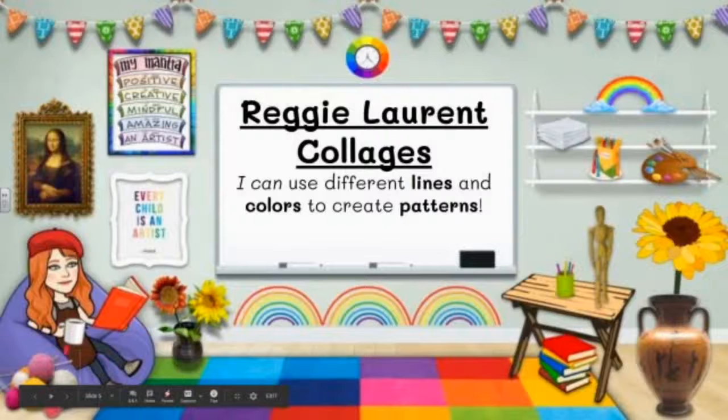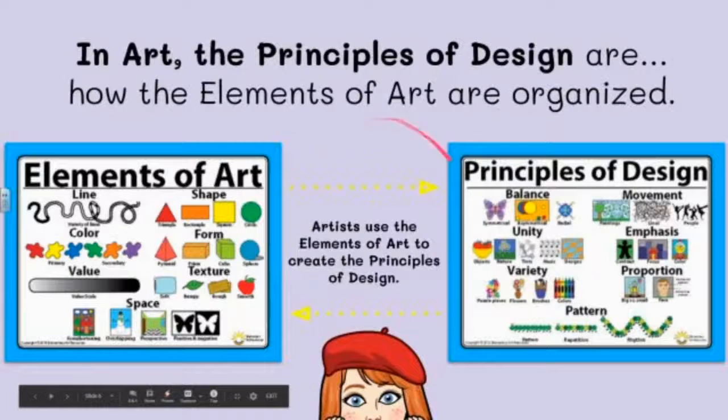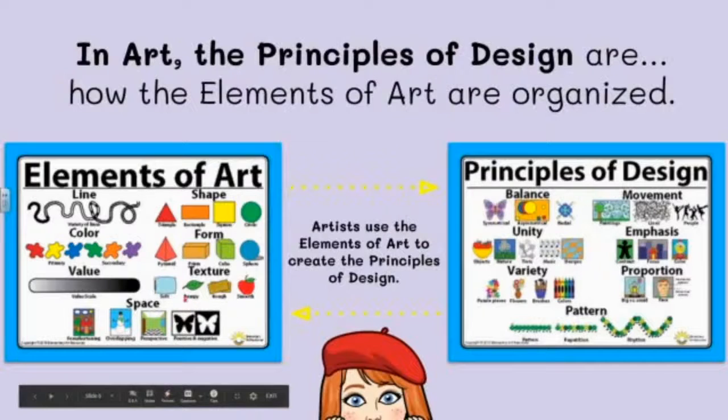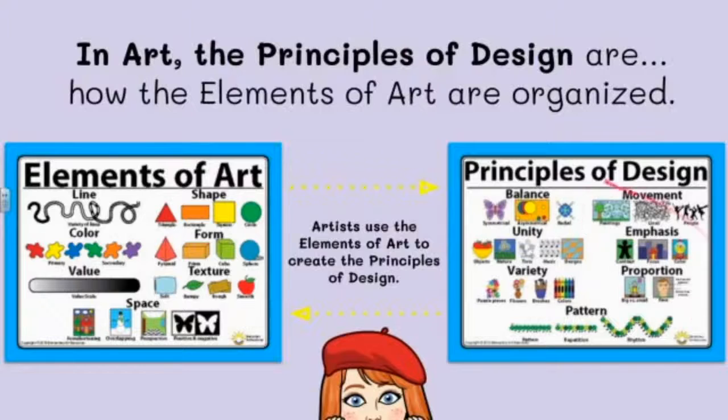Just as a reminder, our goal for today is to use different lines and colors to create patterns. And you're probably thinking to yourself, well, Miss McWhirter, what exactly is a pattern? Well, in art, there is a set of 7 things called the principles of design. They're kind of like the elements of art, but it's different because you can't have the principles of design without our elements of art. Principles of design in art are how the elements are organized.